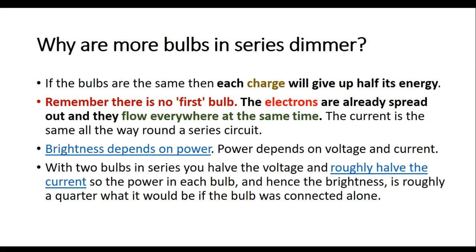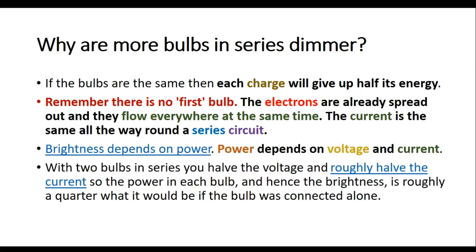So as the electrons are flowing around, they will go through one but then another, but all of the electrons are doing that and they're all spread around the circuit at different points. So the current is the same all the way around the series circuit.